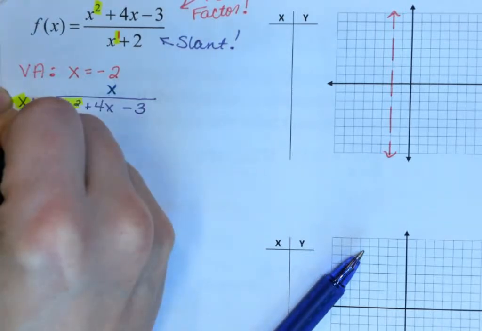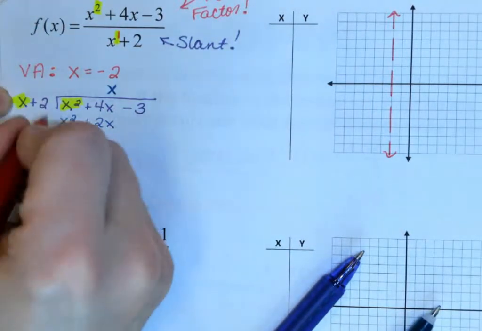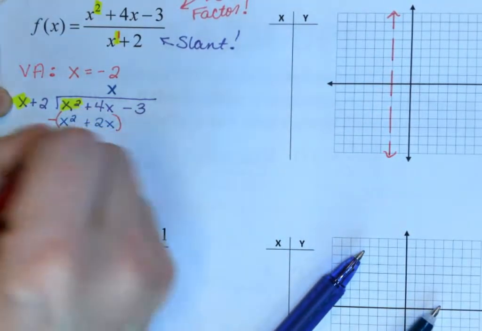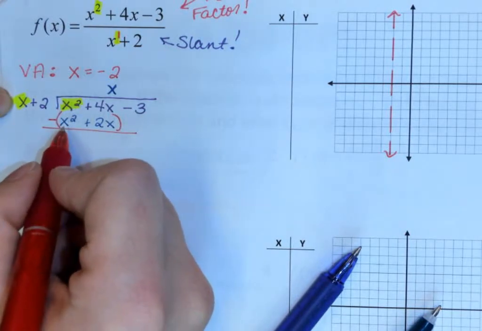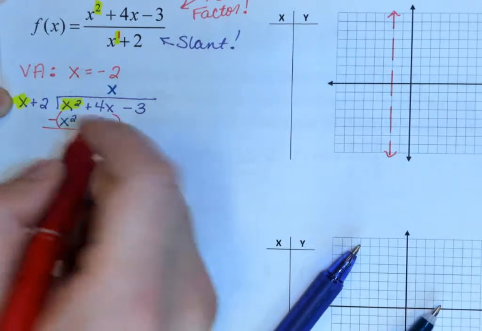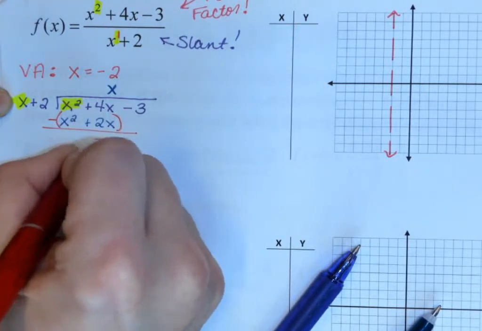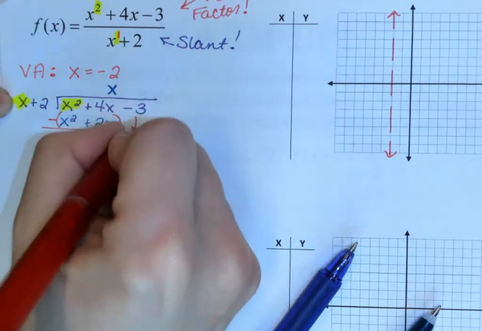x times 2 is? And then what we do here is subtract those. What's x squared minus x squared? 0. What's 4x minus 2x? And drop down the 3.